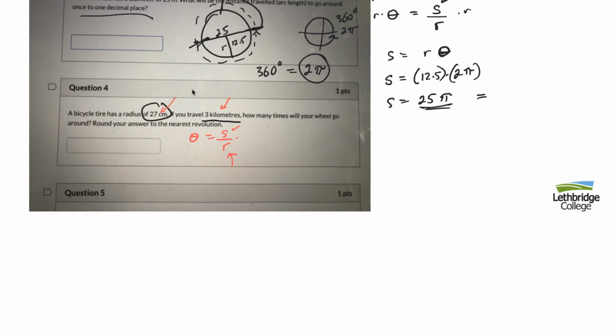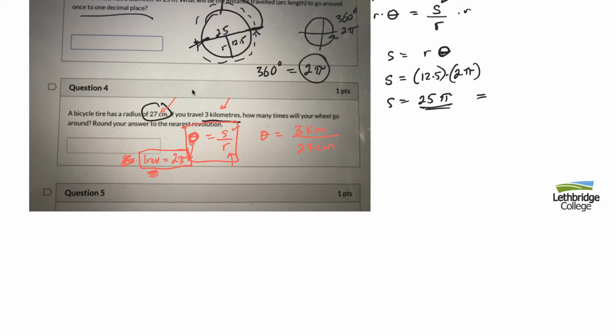Anyway, I have those, and I'm looking for some kind of an angle measurement. They say, how many times will it go around? That's what this is looking at. So one revolution, not two, one revolution will be the same thing as 2 pi radians, or 2 pi going around. So I'll be able to use this later to figure out how many revolutions it went. But let's first use this formula to figure out what that angle revolution is. So theta is equal to the arc length, 3 kilometers, divided by the radius, 27 centimeters.